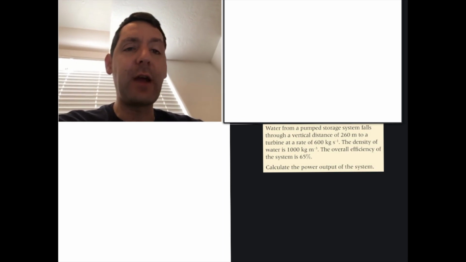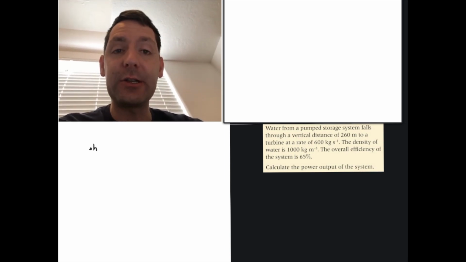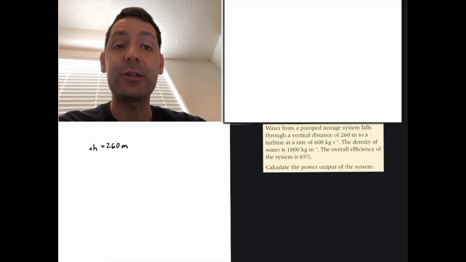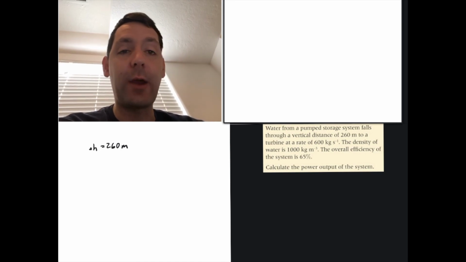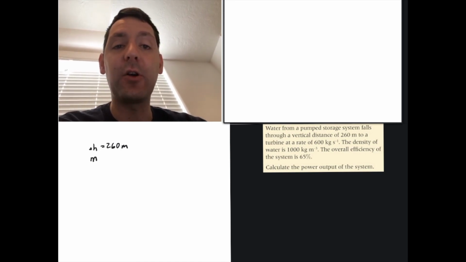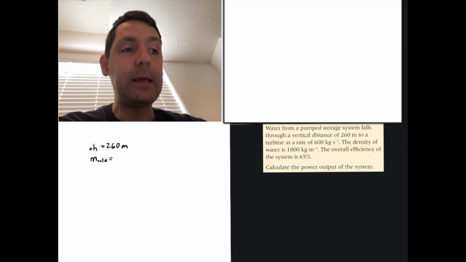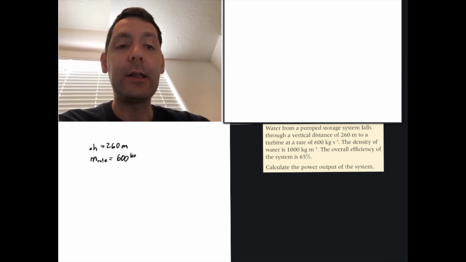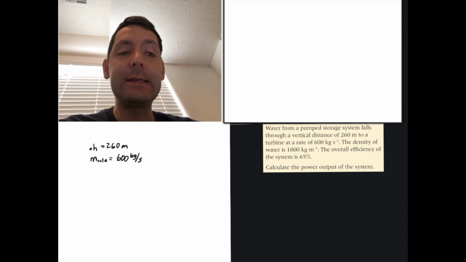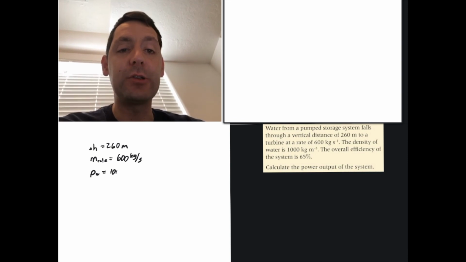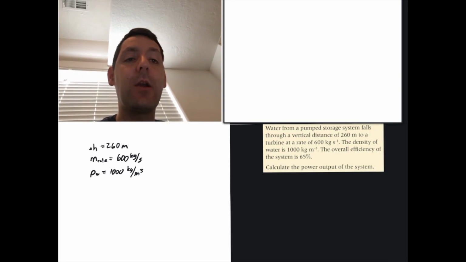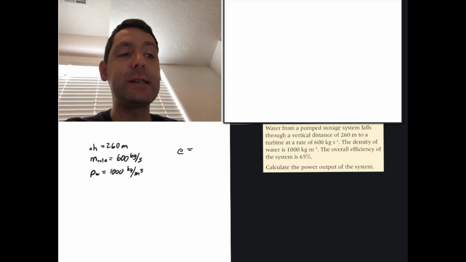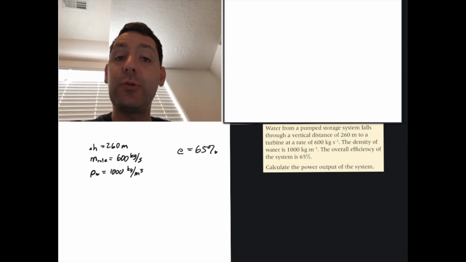So the information that we've got is that we have a vertical distance, or the change in height is going to be 260 meters, okay? The water is going down at a rate, so this is what we call the mass flow rate, is 600 kilograms per second. And it says the density of the water, so that's rho, density of the water is 1,000 kilograms per meter cubed, okay? We'll worry about the efficiency later. The efficiency is 65%, which we can use at the end.